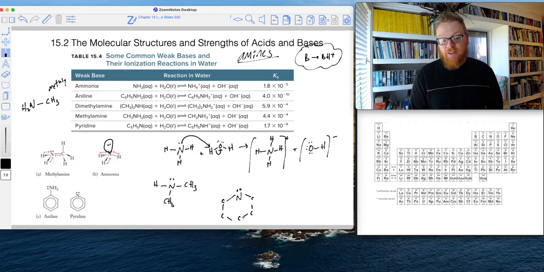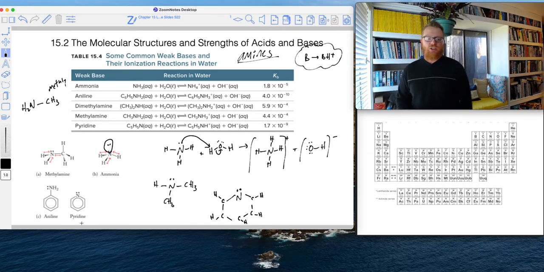So it makes this nice little hexagonal shape. You can see that pyridine has 5 carbons. There they are, 1, 2, 3, 4, 5. And there are 5 hydrogens, so each carbon has a hydrogen bonded to it. That makes this lovely looking ring structure.